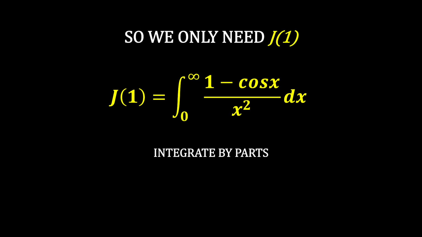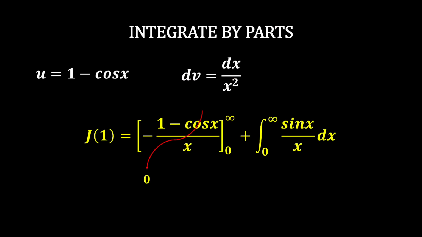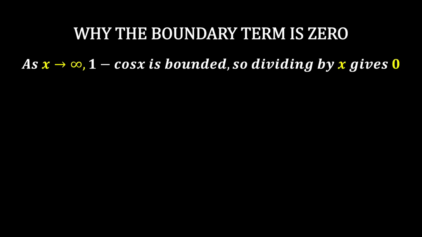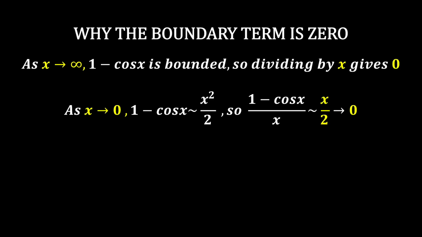The scaling is simple. J of a equals a times J of 1. So everything reduces to finding J of 1. Now integrate J of 1 by parts. The boundary term disappears. At infinity, 1 minus cosine x stays bounded while x grows. And near 0, 1 minus cosine x behaves like x squared over 2.